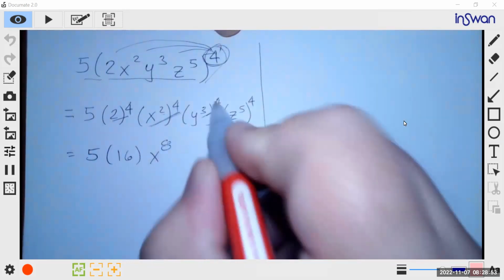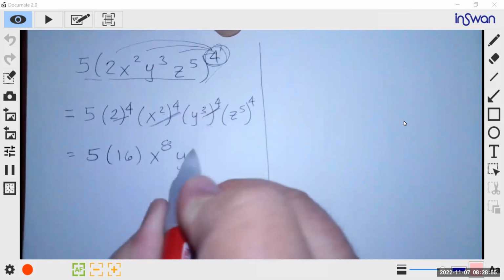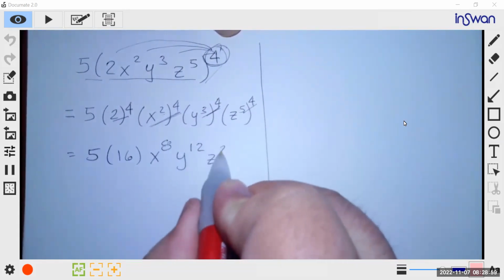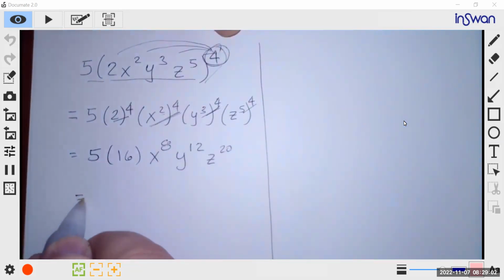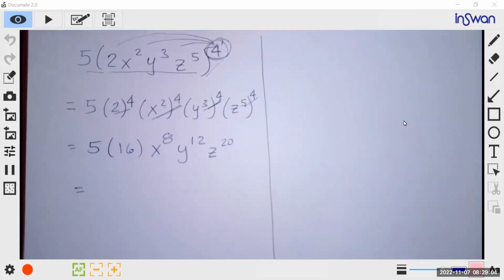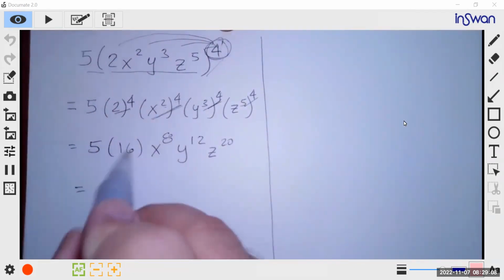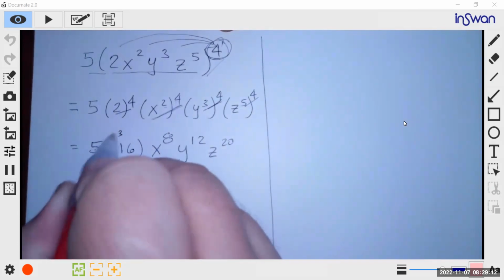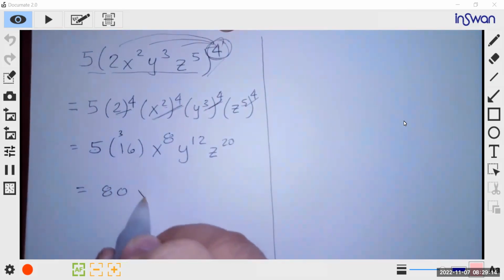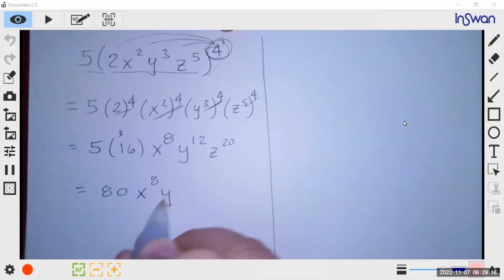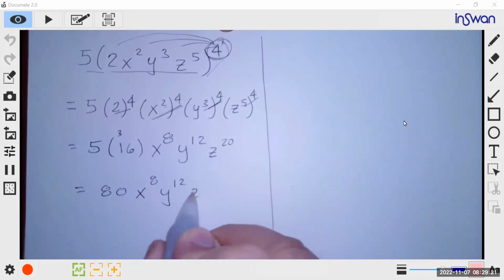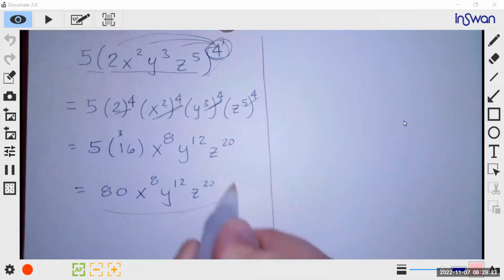Same thing with these guys. 3 times 4 is 12. 5 times 4 is 20. Five times 6 is 30. 5 times 1 is 5, plus 3 is 8. X to the 8th, y to the 12th, z to the 20th. There's your final answer.